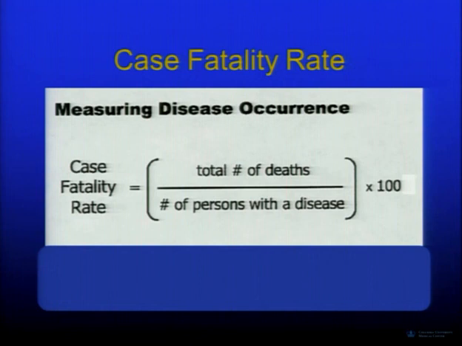The case fatality rate, remember, is the number of deaths divided by the number of people with the disease times 100. So you can have a case fatality rate for cardiac disease, and it's what percent of the people that get cardiac disease actually end up dying.